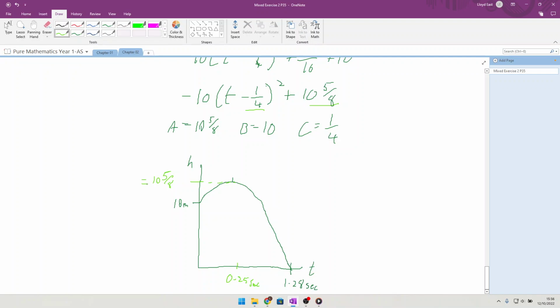5/8 of course being 0.625, 10.625 meters. Okay, so the maximum height is 10.625 meters at t equals 0.25 seconds.